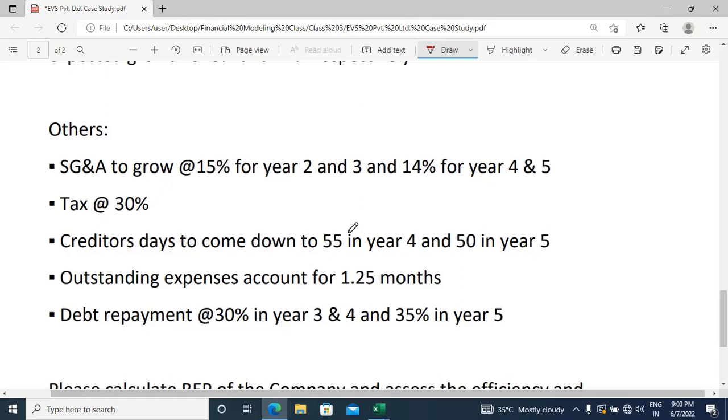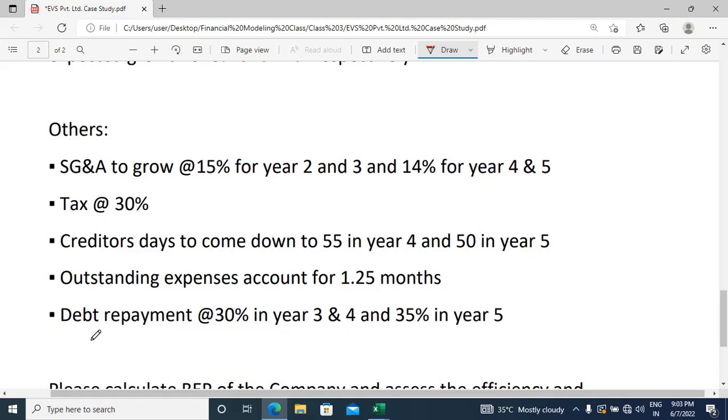Creditors days come down to 55 in the 4th year and 50 in the 5th year. From the 60 days period, it will come down to 55 after 4 years of operations, and in the 5th year it will come down to 50. Outstanding expenses account for 1.25 months, that is we will pay them off after 1.25 months. We will calculate that by dividing by 12.